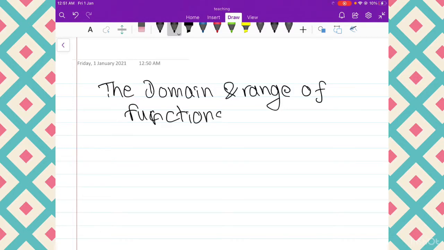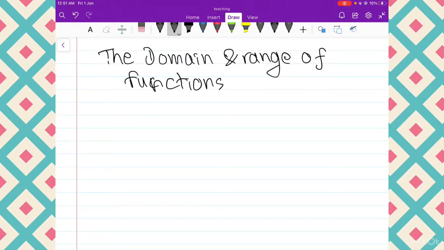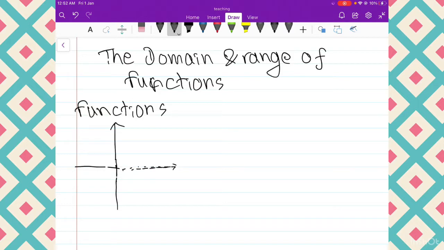Okay, so let's go back and discuss what is a function. Typically you will see this type of graph in your calculus textbook. For example, a circle. And a circle is not a function.